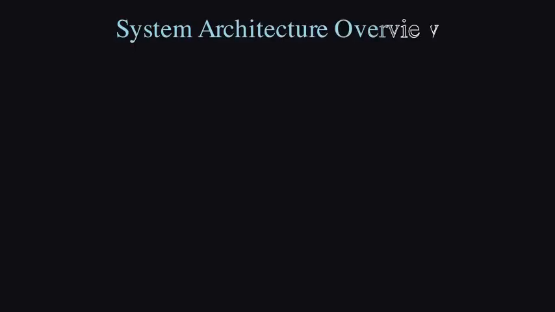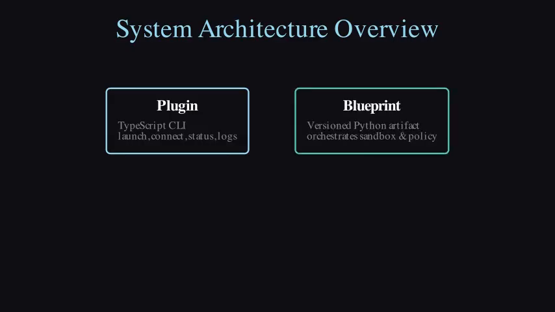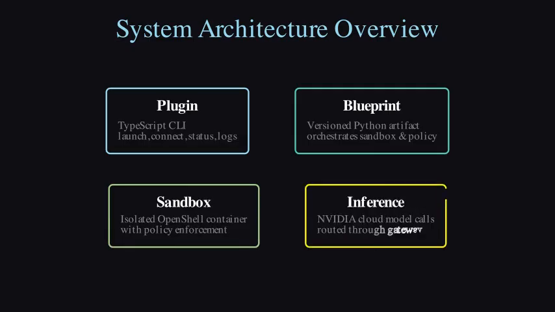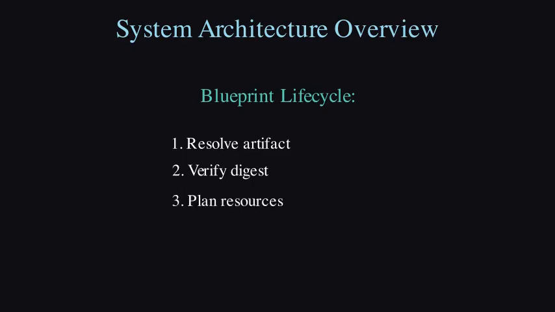NemoClaw operates through 4 key components working together. The plugin is a TypeScript CLI that provides commands for launch, connect, status, and logs operations. The blueprint is a versioned Python artifact that orchestrates sandbox creation, policy configuration, and inference setup. The sandbox is an isolated OpenShell container running OpenClaw with policy-enforced egress and file system controls. Finally, inference handles Nvidia Cloud Model calls routed through the OpenShell gateway, making them completely transparent to the agent.